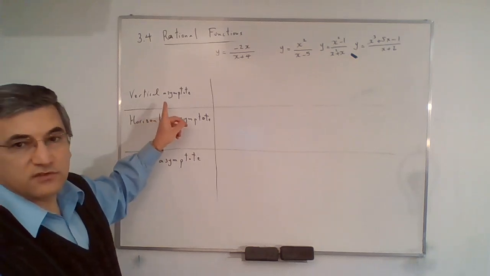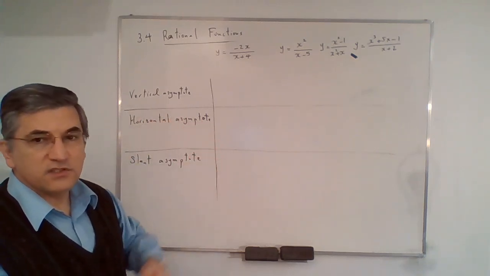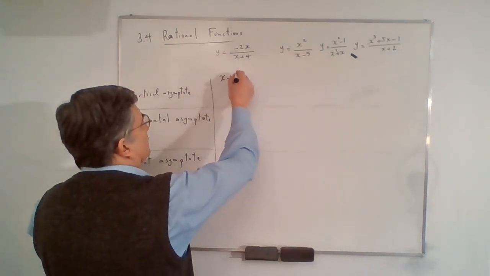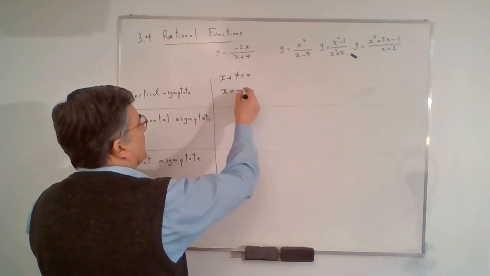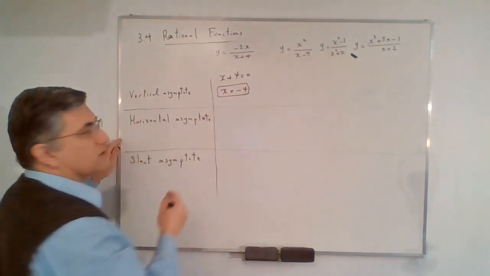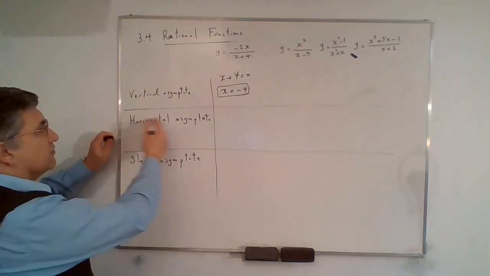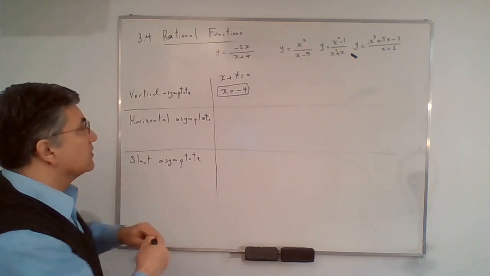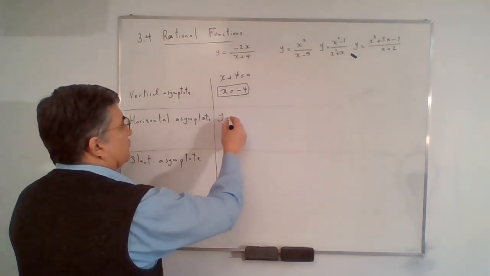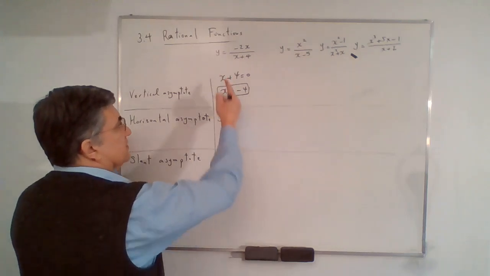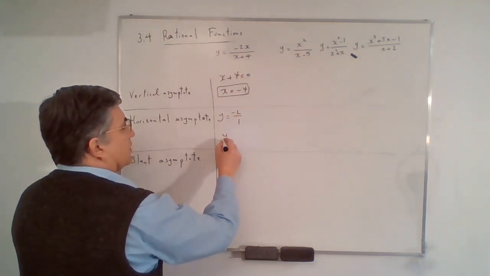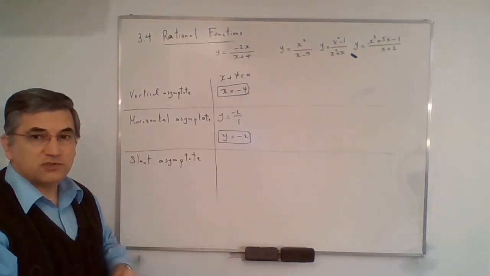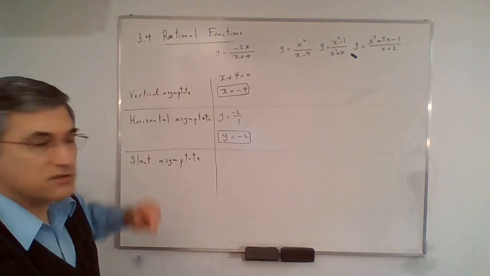We want to find the vertical asymptote. You have to set the denominator equal to 0 to find that. So by setting the denominator equal to 0, I get x equals negative 4. That's the equation of the vertical asymptote. For the horizontal asymptote, because the degree of the top and the bottom are the same, I'm going to just take the ratio of the leading coefficients. That's negative 2 over 1. So the answer is y equals negative 2. That's the equation of the horizontal asymptote for this rational function.